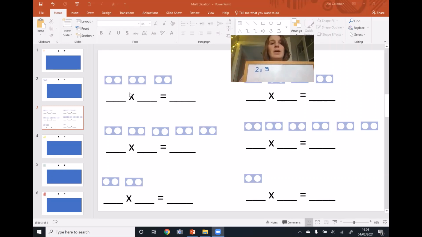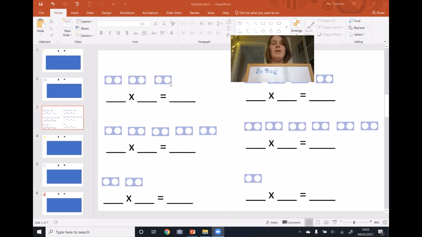So if you have a look here, I've got 2 3 times. Now I've got to write the total. So how much is there all together? And now to do this, I'm going to count in 2s. We can count in 2s together. 2, 4, 6. I'm going to write the number 6 down on my board.